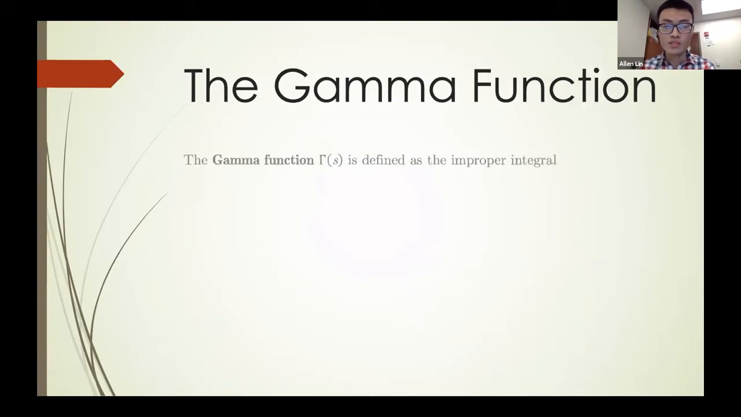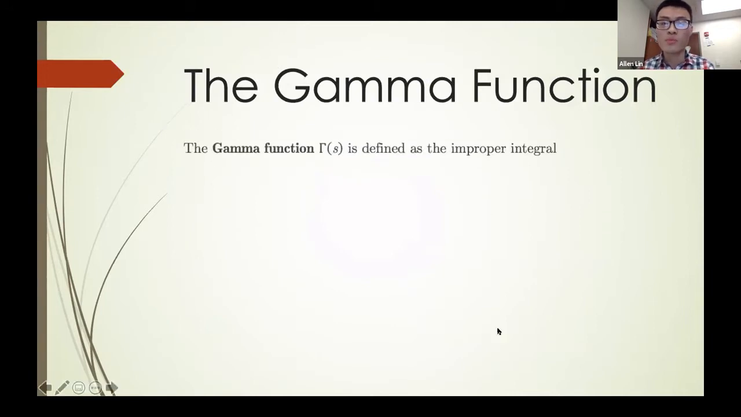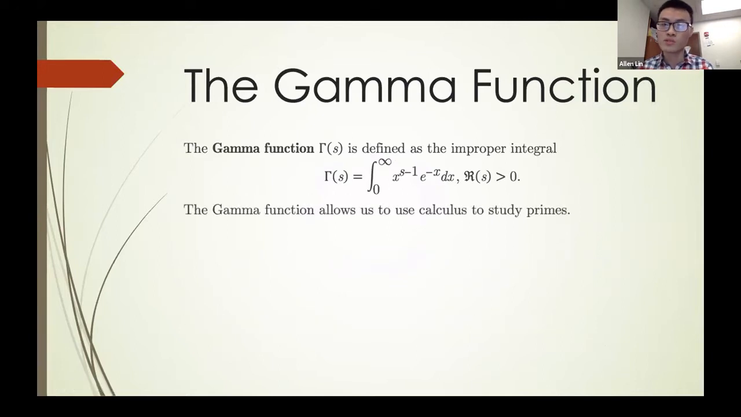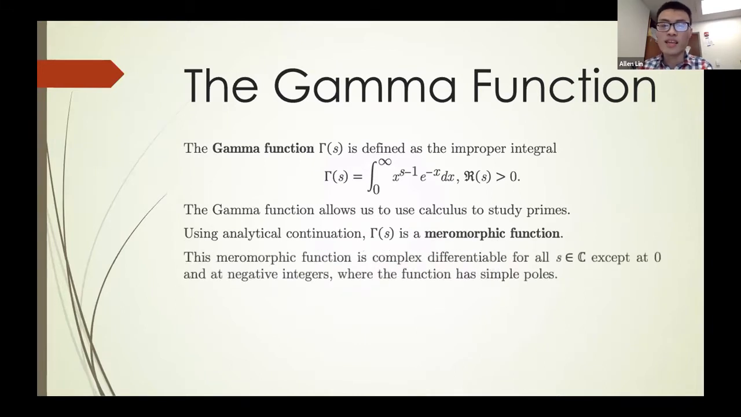The gamma function is defined as the improper integral from 0 to infinity of x to the power of s minus 1 times e to the negative x dx. This function is really useful because it allows us to use calculus to study primes. Using analytic continuation, gamma of s is a meromorphic function. That is basically a fancy way of saying that gamma is complex differentiable everywhere except for the poles where it's not complex differentiable.